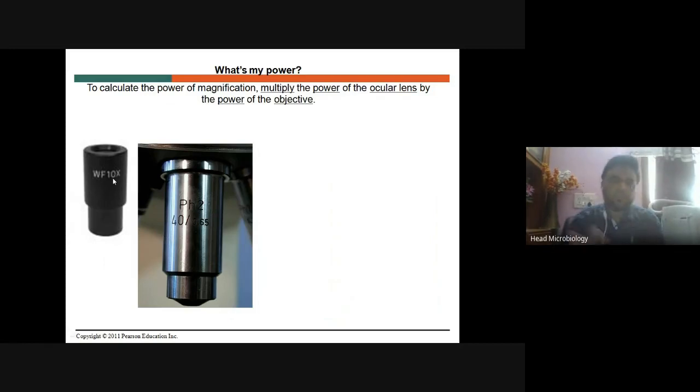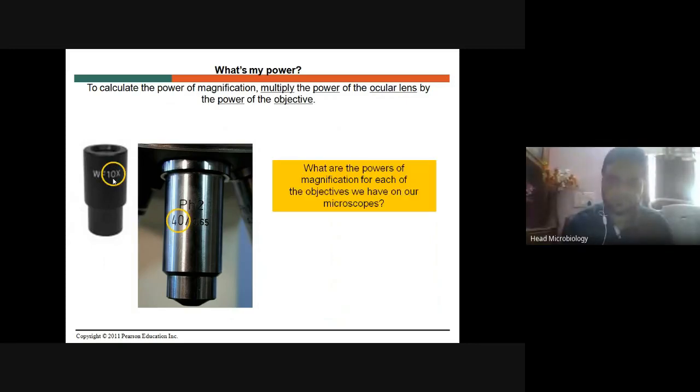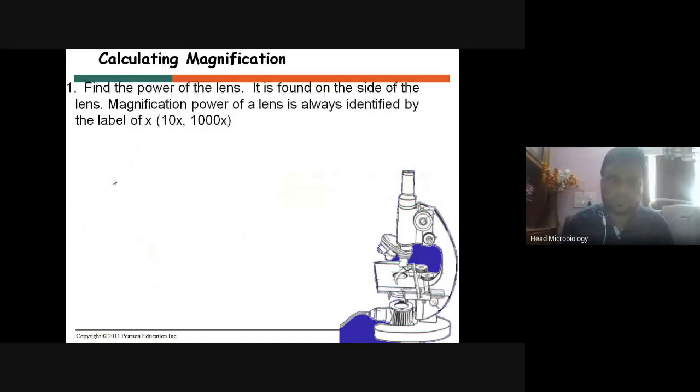So the total magnification we'll get in this combination is 40x into 10x. 40 into 10, how much will it become? Oh, it is 400. 400 times in this particular case. So you need to multiply the magnification between these two.